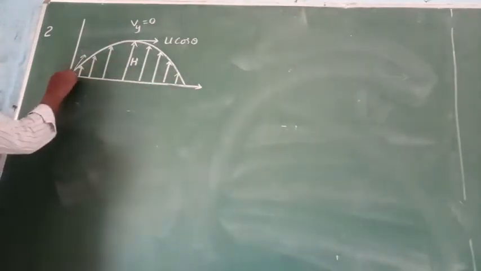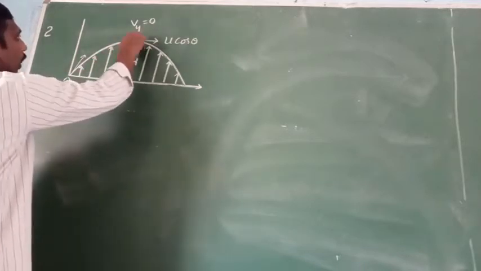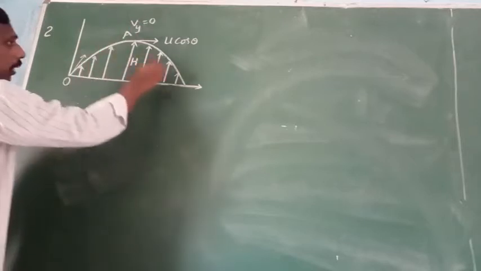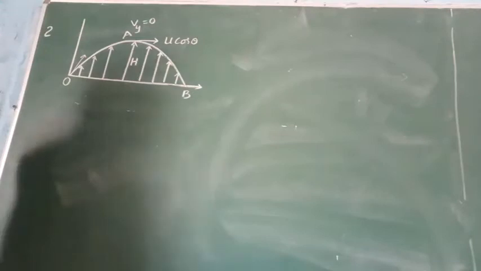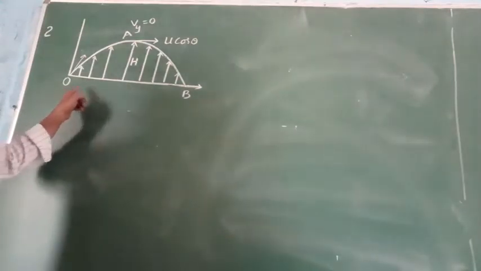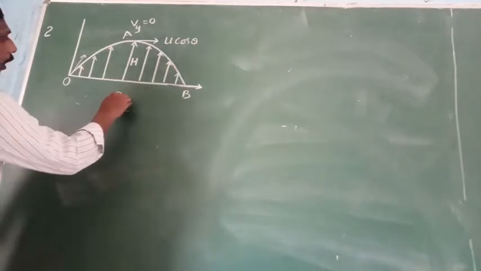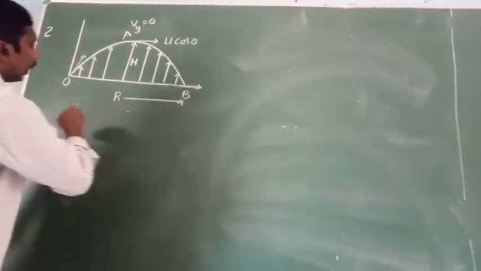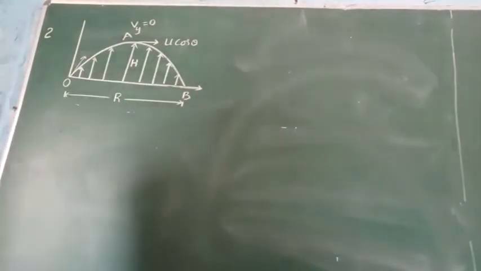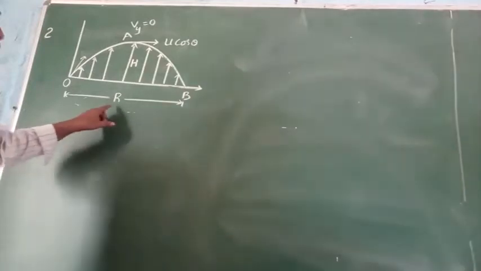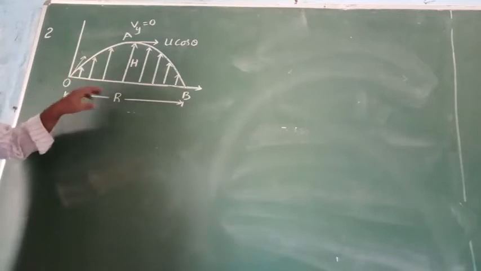From this point we projected, you assume this point is taken as O, and this maximum height point is taken as A, and it reaches the same horizontal plane at a certain point, taken as B. The horizontal distance from O to B is called range, denoted by letter R. Now we calculate maximum height and range.